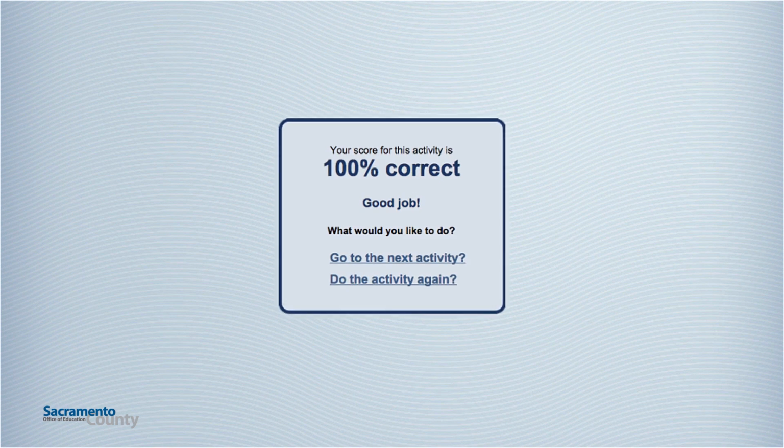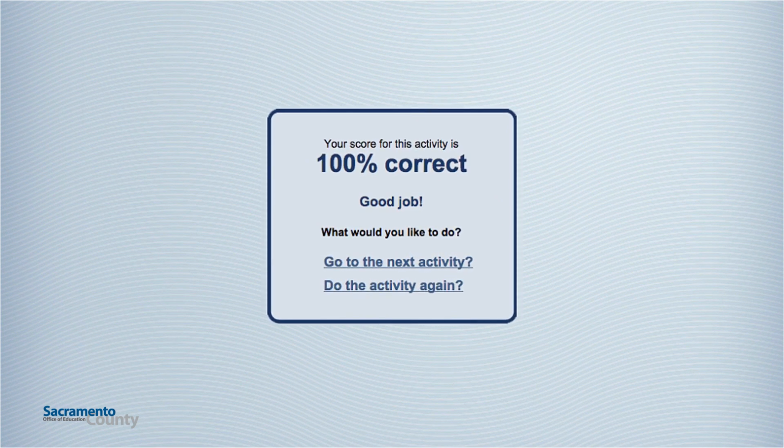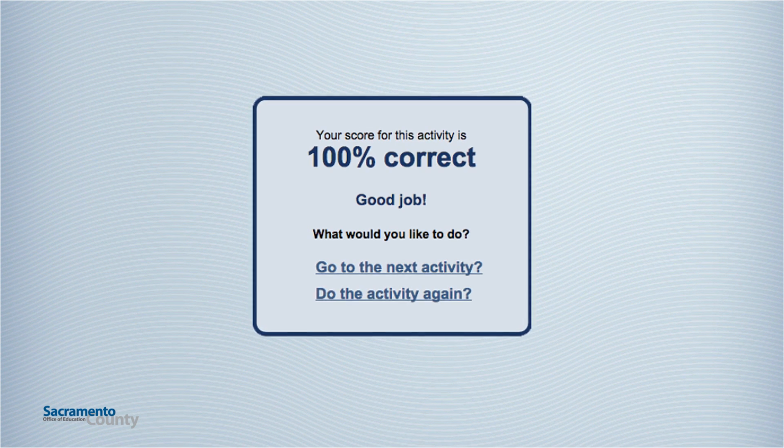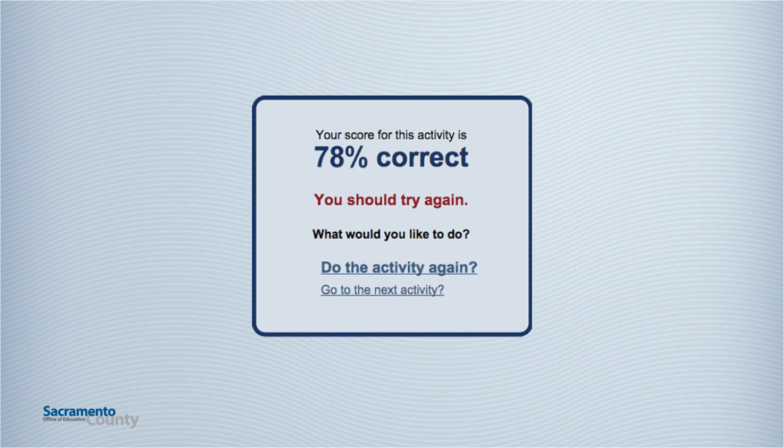At the end of each lesson, you'll see a page that shows your score and asks what you want to do next. If you received a score of 80% or higher, continue to the next activity, or you can do it again for more practice. If your score was less than 79%, you should do the activity again to improve your English.